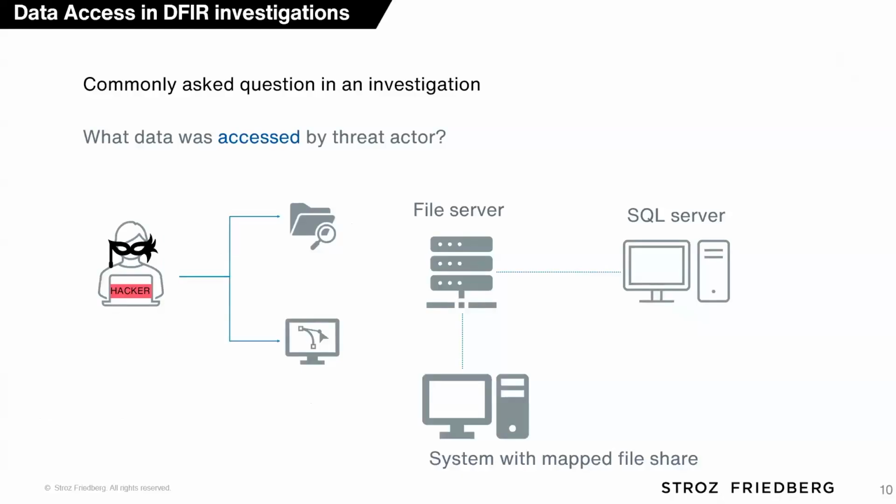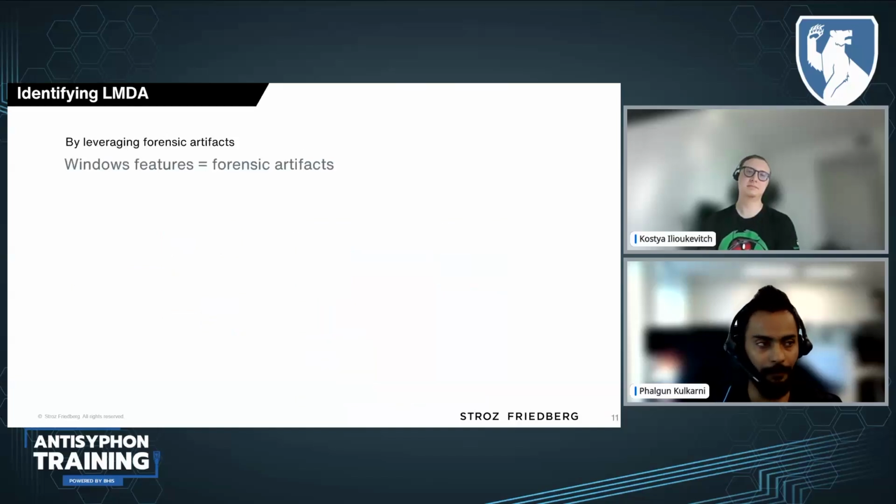Another commonly asked question by stakeholders is what data was accessed or what data was exfiltrated. Again, when a threat actor compromises environments, they typically tend to move laterally to systems using RDP or other remote management tools in search of sensitive data that may be hosted on file servers or SQL servers, and their aim is to exfiltrate that.